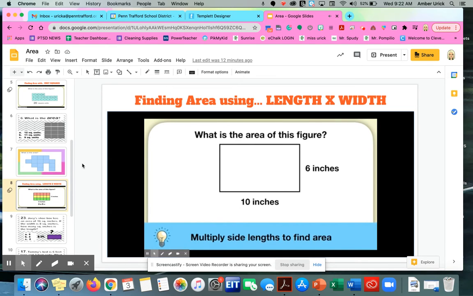Here, we can just multiply 10 times 6. So what is the area of this rectangle? The area will be 60 square inches.